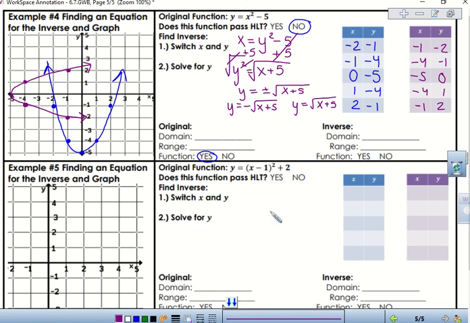And let's identify domain and range. So what is the domain of the original function? Good, because it's going to get wider and wider as time goes on. What would be the range of that function? Good, -5 to positive infinity. Now, what about the inverse relation? What would be its domain?